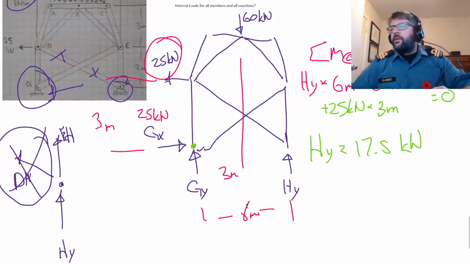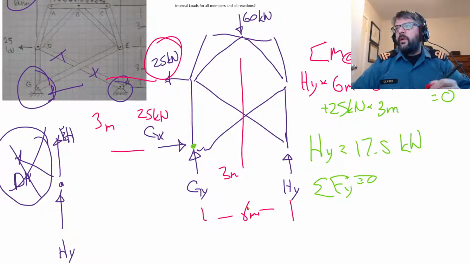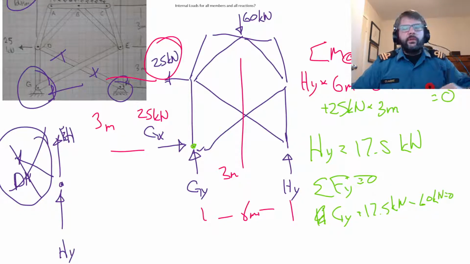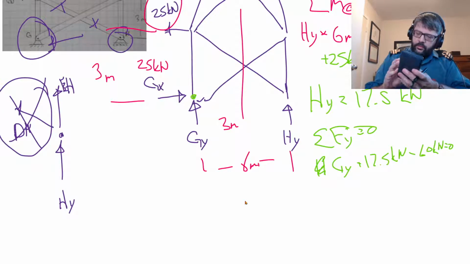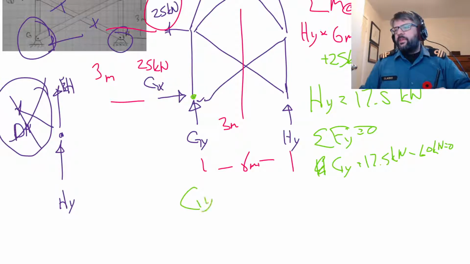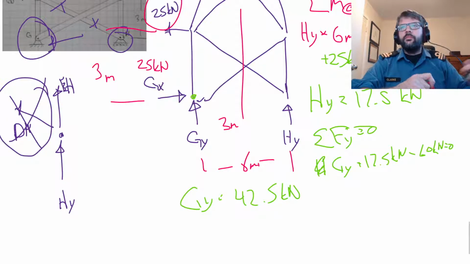And then to solve for GY, the sum of the forces in the Y is equal to 0. That'll be GY plus 17.5 kilonewtons minus 60 kilonewtons is equal to 0. So solving for GY, GY is going to be equal to 42.5 kilonewtons. So we've solved for what our reactions are.